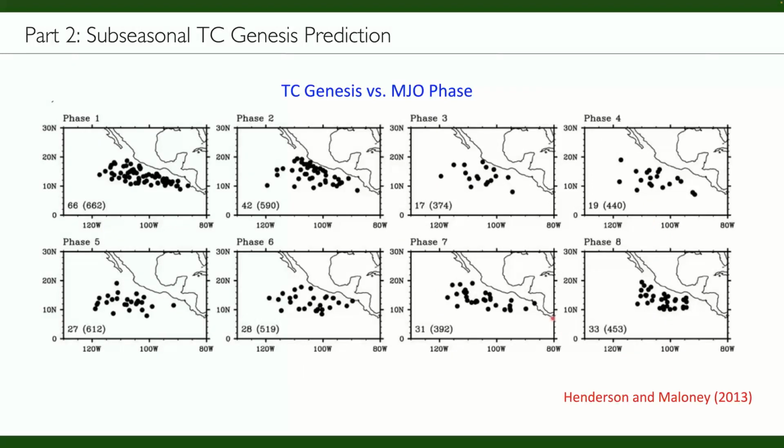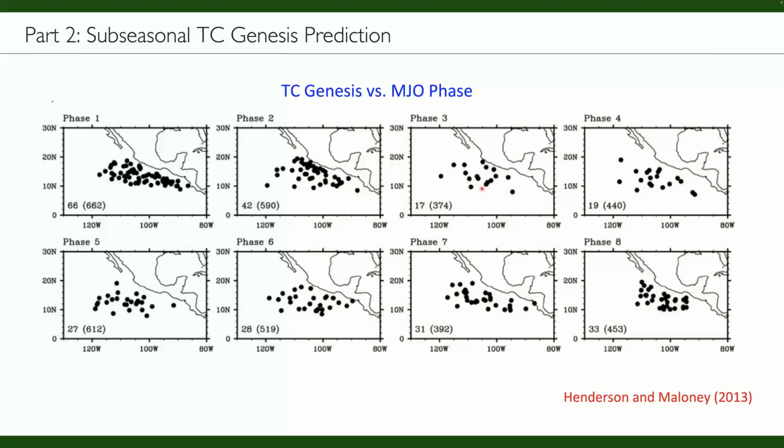Okay, so let's switch gears to boreal summertime, and we'll see some commonalities actually with some of the results that we saw during boreal winter. Many of you may know that the Madden-Julian oscillation causes a strong modulation of tropical cyclones in the eastern Pacific during boreal summer. This is a breakdown of TC genesis events as a function of MJO phase, and you can see that MJO phases 1 through 2 and also phase 8 tend to be associated with enhanced cyclogenesis relative to other phases.